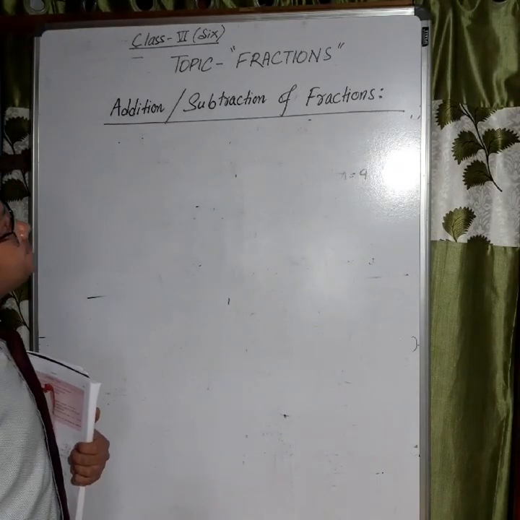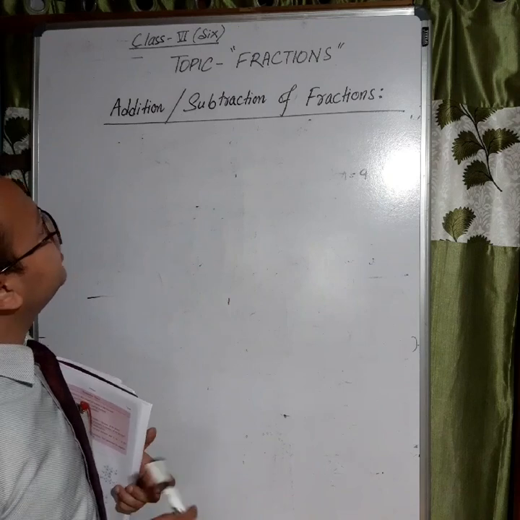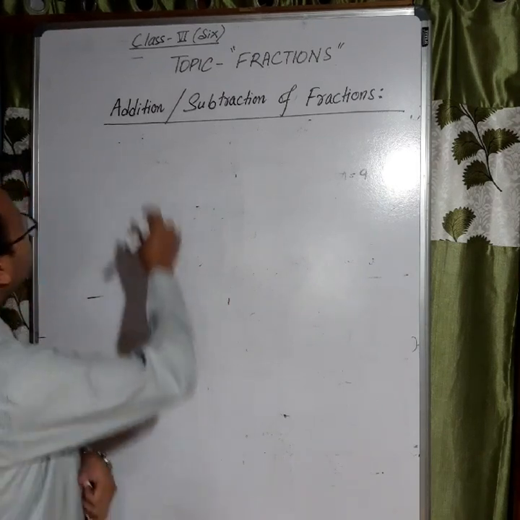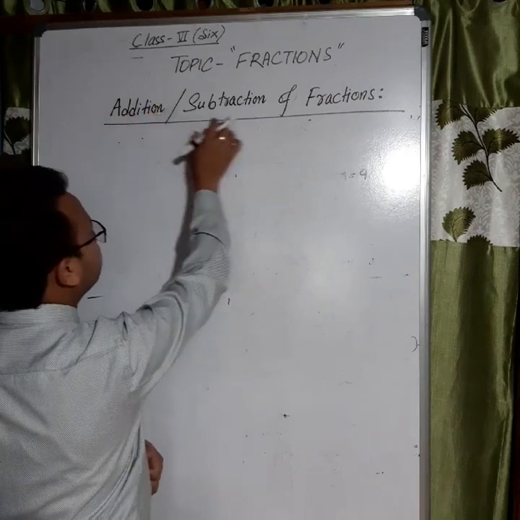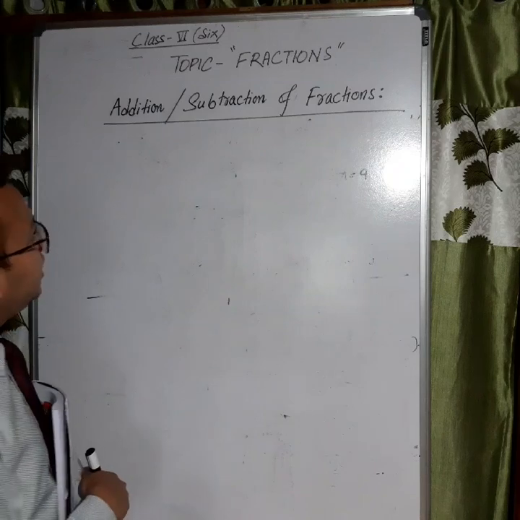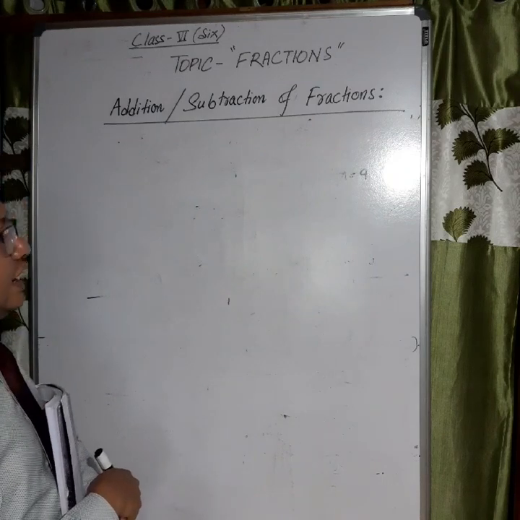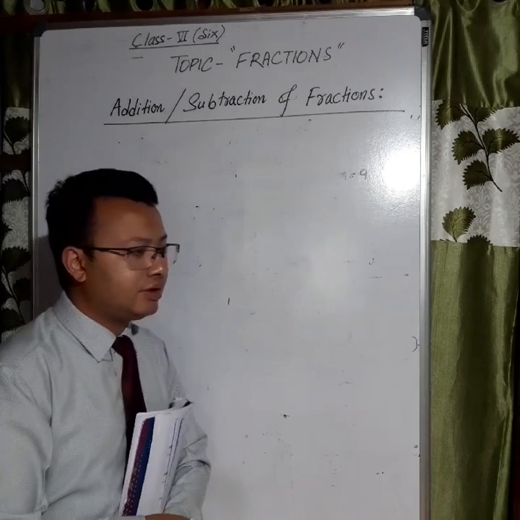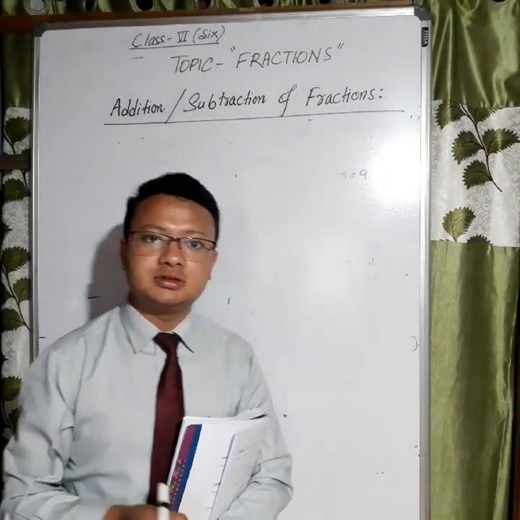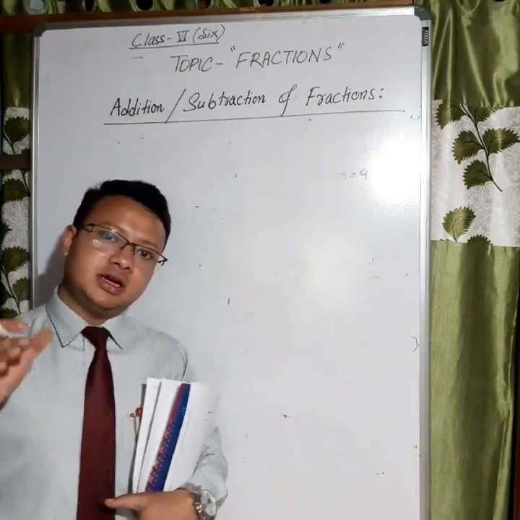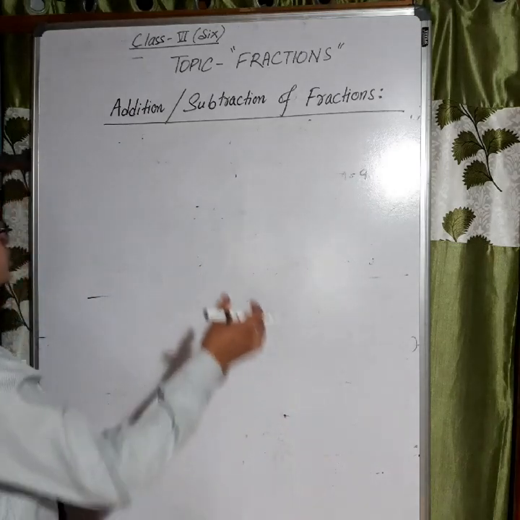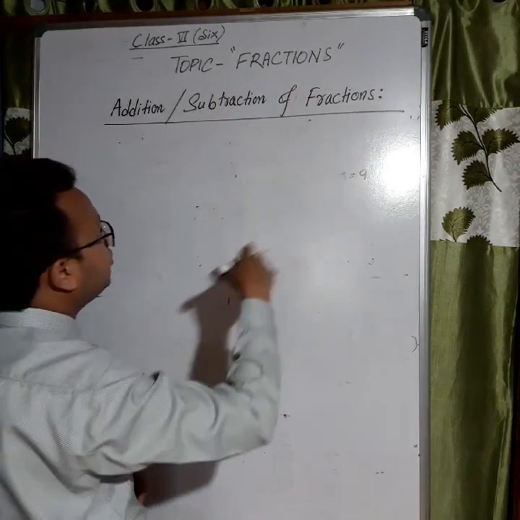Hello everyone, I have come up here with a topic, fractions, and that too we will be discussing addition and subtraction of fractions. So how do we add and subtract different types of fractions? Last time we already discussed the types of fractions, and how to arrange those fractions in increasing and decreasing order. Now today we'll be discussing addition and subtraction of fractions. So how do we add and subtract?